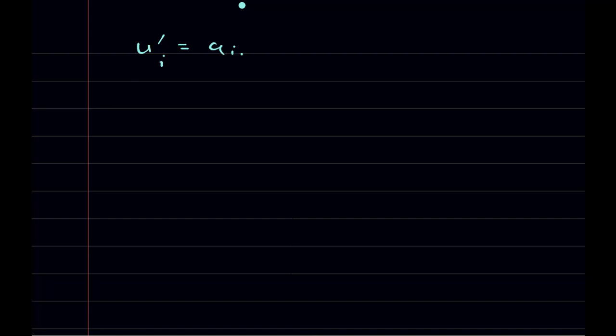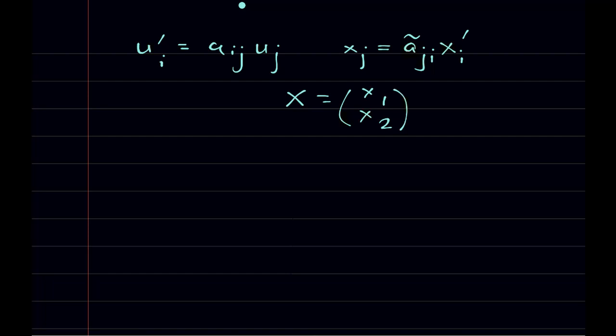A_ij u_j, which leads to x_j equals A tilde_ji x_i prime. Okay, so you are dealing with the same vector x, but maybe the vector x when written in the old basis looks like this, and the vector x when written in the new basis looks like this. So you are with the same vector.